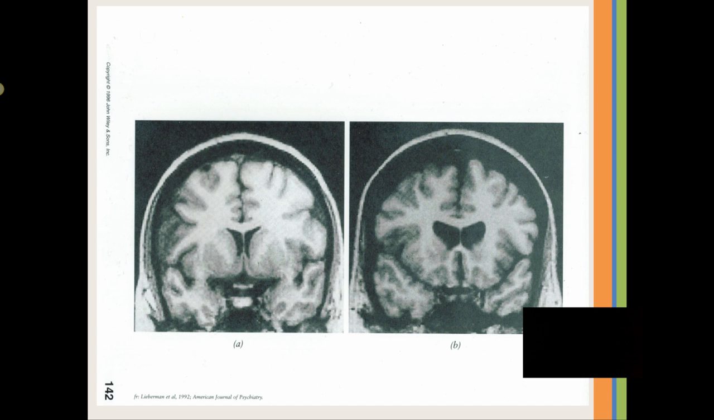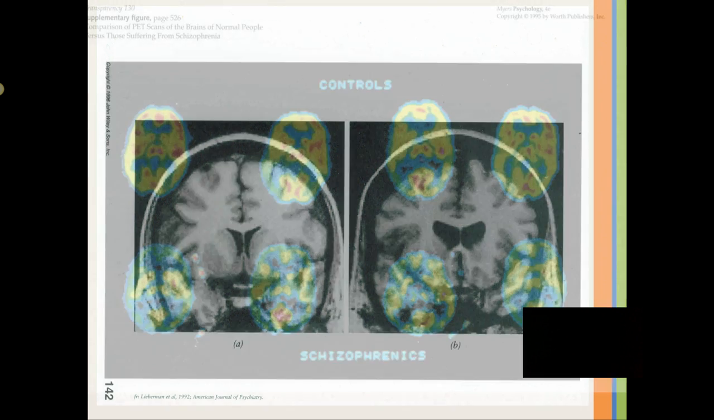One of the interesting things that we're not sure of is the sort of chicken and the egg question. Is it the case that schizophrenia causes the brain to shrink, or is it the case that this kind of brain causes the person to have schizophrenia?